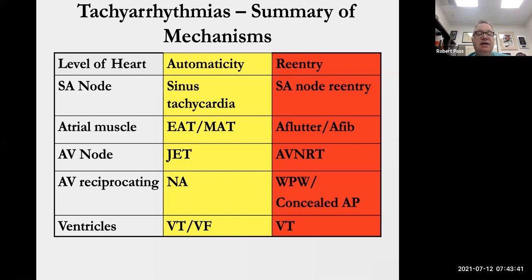There is no automatic AV reciprocating arrhythmia, but certainly we've talked today a little bit about WPW. Also, there are patients who have so-called concealed accessory pathways, which are very similar to WPW pathways, except we call them concealed because in sinus rhythm, there's no evidence for them because they only conduct retrograde. They only conduct from the ventricle to the atrium. And because of that, in normal sinus rhythm, we do not actually see evidence for them. And finally, at the level of the ventricles, one can have both automatic or reentrant arrhythmias, causing ventricular tachycardia or fibrillation.